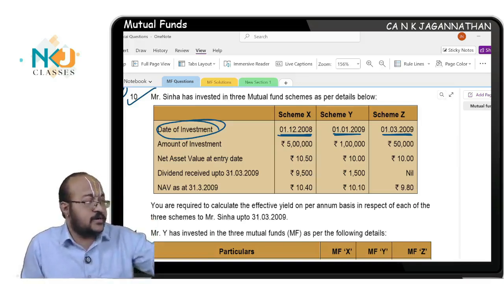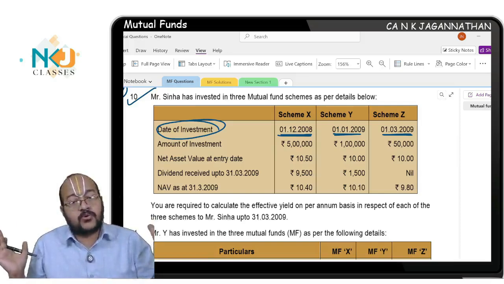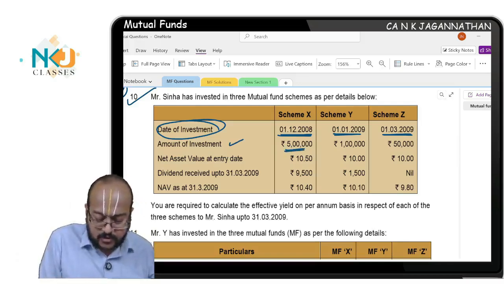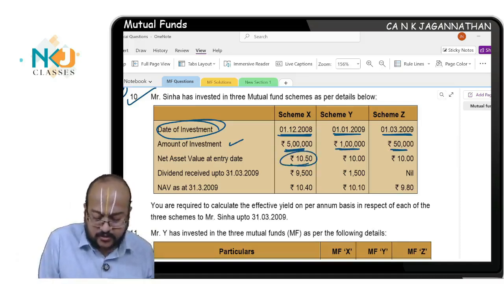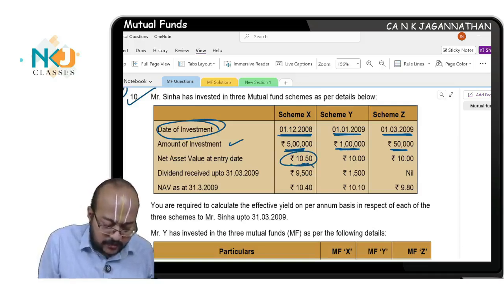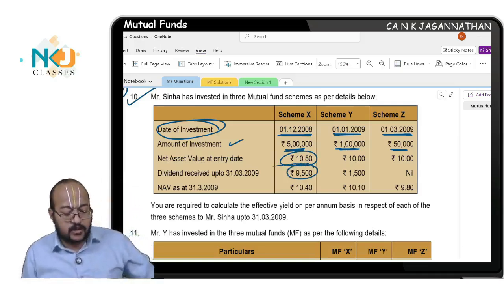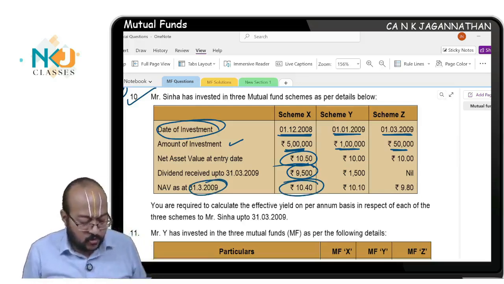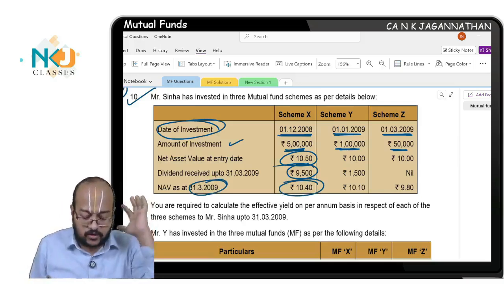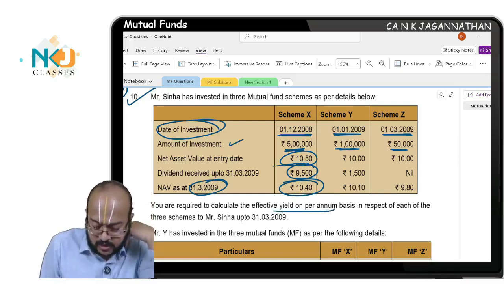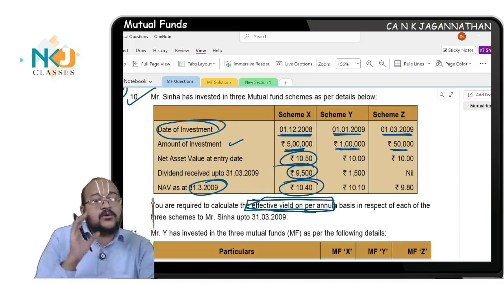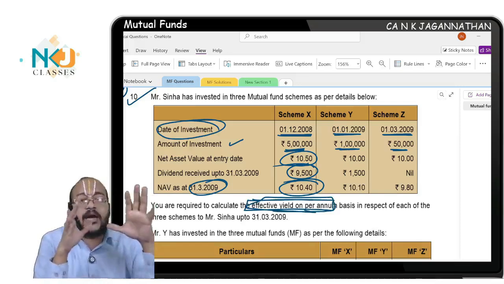The initial investment date is very important, so that you can compute the holding period return or even the annualized return. Amount of investment: 5 lakhs in scheme X, 1 lakh in scheme Y and 50,000 in scheme Z. Net asset value at entry date is given. Dividend received up to 31/3/2009 is given, and NAV at 31/3/2009, the closing NAV, is given. You are required to calculate the effective yield on a per annum basis. This is very important. Why am I stressing? There are 2 types of return: holding period return, and effective per annum annualized return.